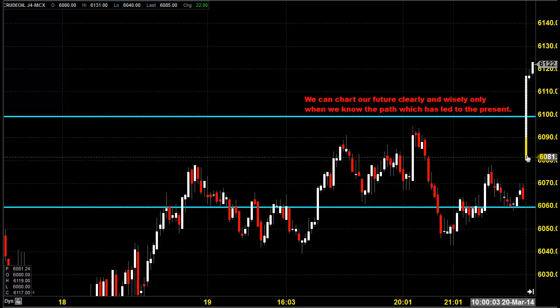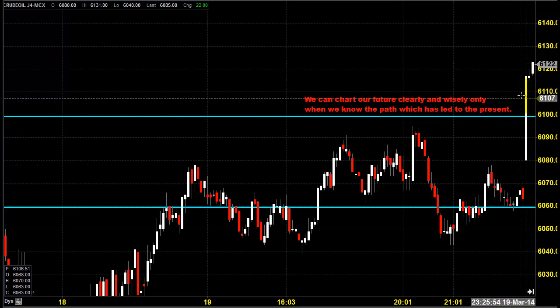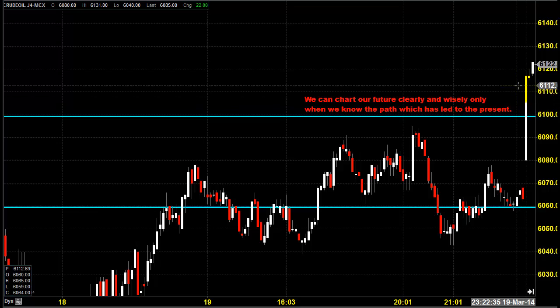This vertical white color candlestick indicates yesterday's price opening, which shows that the market opened somewhere near 6110. For our video analysis, we always consider the LTP, what we see around 10 o'clock, as the price opening. For our analysis, we don't consider this gap and spike as the price opening.